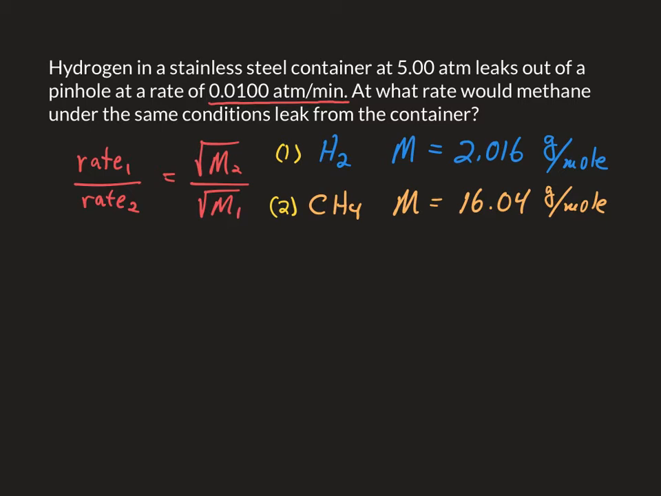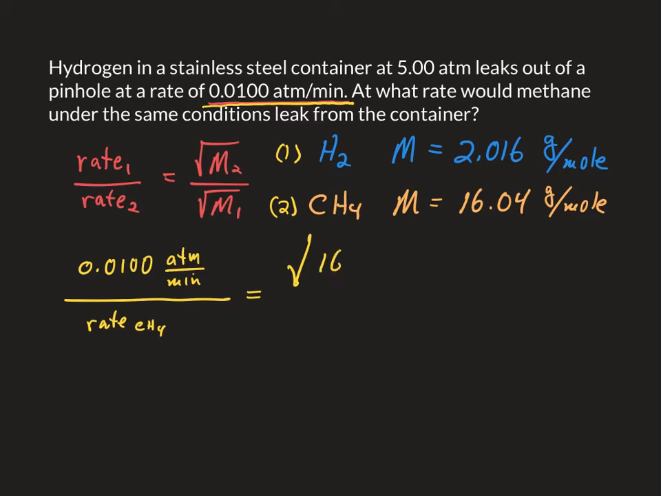Given that, the rate at which hydrogen escapes is rate 1, so we have 0.0100 atmospheres per minute divided by the rate at which methane escapes, which is equal to the square root of the molar mass of methane, which is 16.04 grams per mole, divided by the square root of the molar mass of hydrogen, which is 2.016 grams per mole.